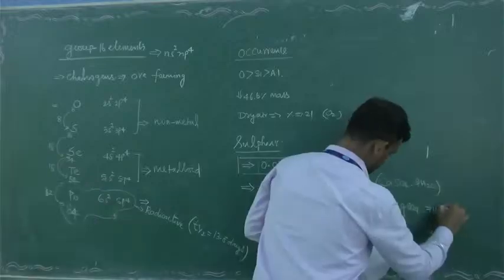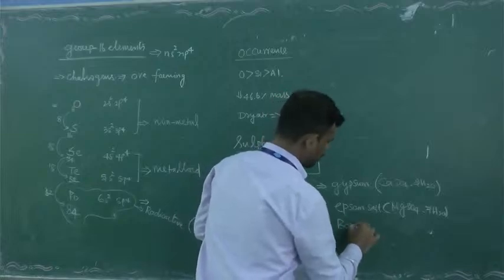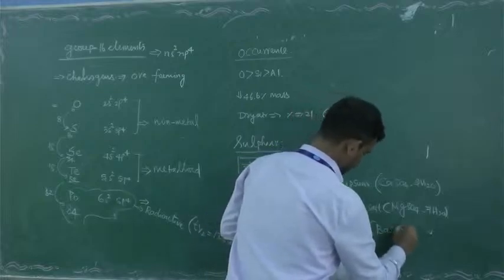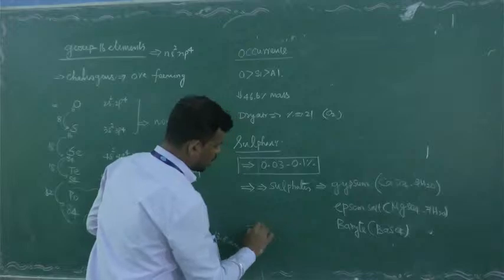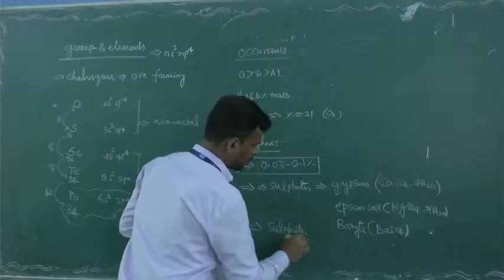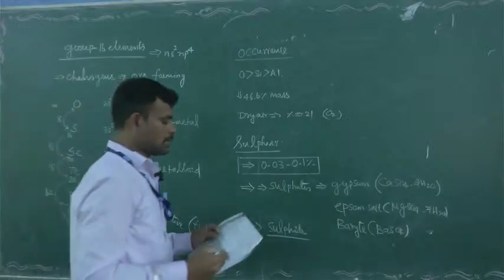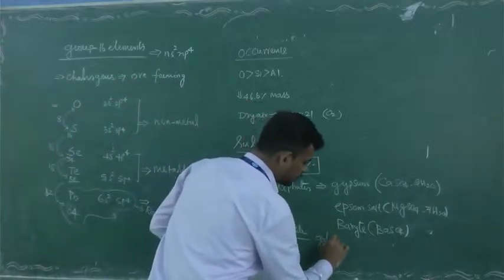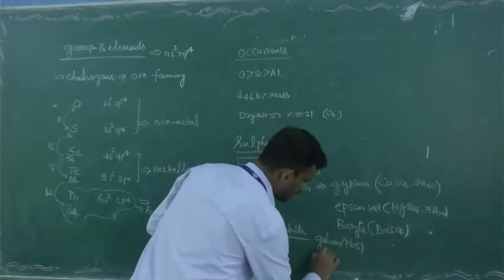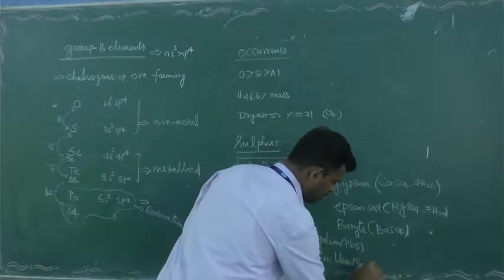For example, barite, which is barium sulfate. As well as that, sulfur can also exist in sulfide form in the earth's crust. Examples: galena, whose formula is lead sulfide. Next, zinc blende, whose formula is ZnS.